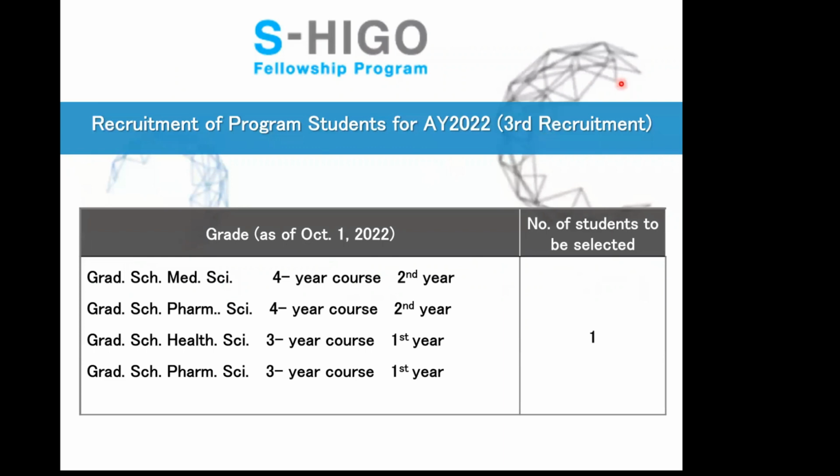So what is the number of students we are going to select? The first one is for those students who want to enter the S-HIGO program in October 2022. There's a third recruitment. So these students should be in the following grades.